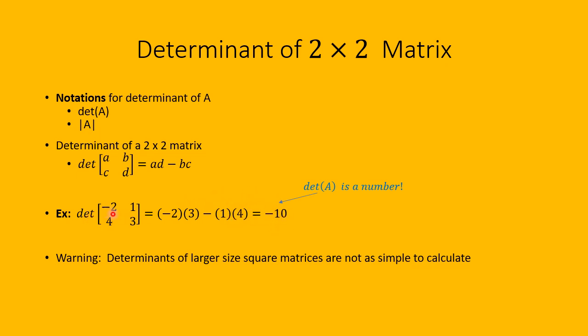Notice that the determinant of a matrix is a number. It could be positive, negative, or 0. What about 3 by 3 matrices, 4 by 4, and so on? Determinants are defined for all square matrices. A square matrix has the same number of rows as columns. Well, it turns out that it's more complicated to calculate determinants of larger size square matrices. It's just not the difference of the product of diagonals as we had here. We will see that later.